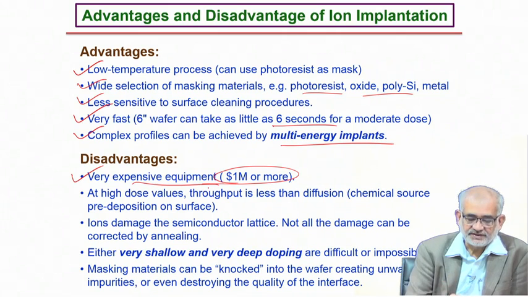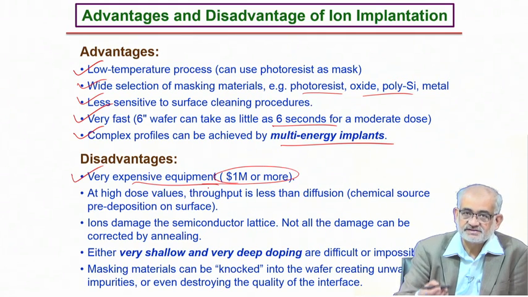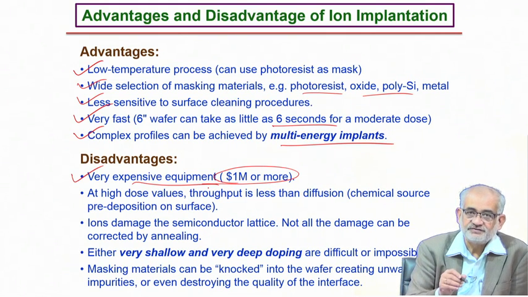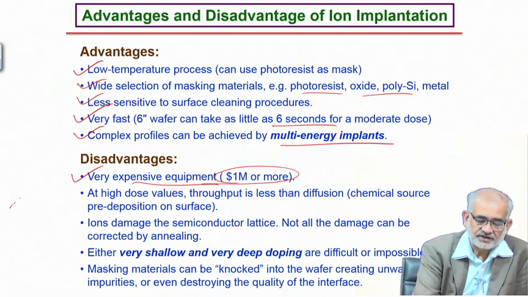Another very big disadvantage is that you are not covering a large area at the same time. Compared to this, if you take any diffusive process, you coat the surface and the entire surface gets implanted at the same time. Whereas this is a line of sight process, so if you have to cover this entire surface area, you have to have a rastering mechanism by which you can cover this whole area. And that takes time.